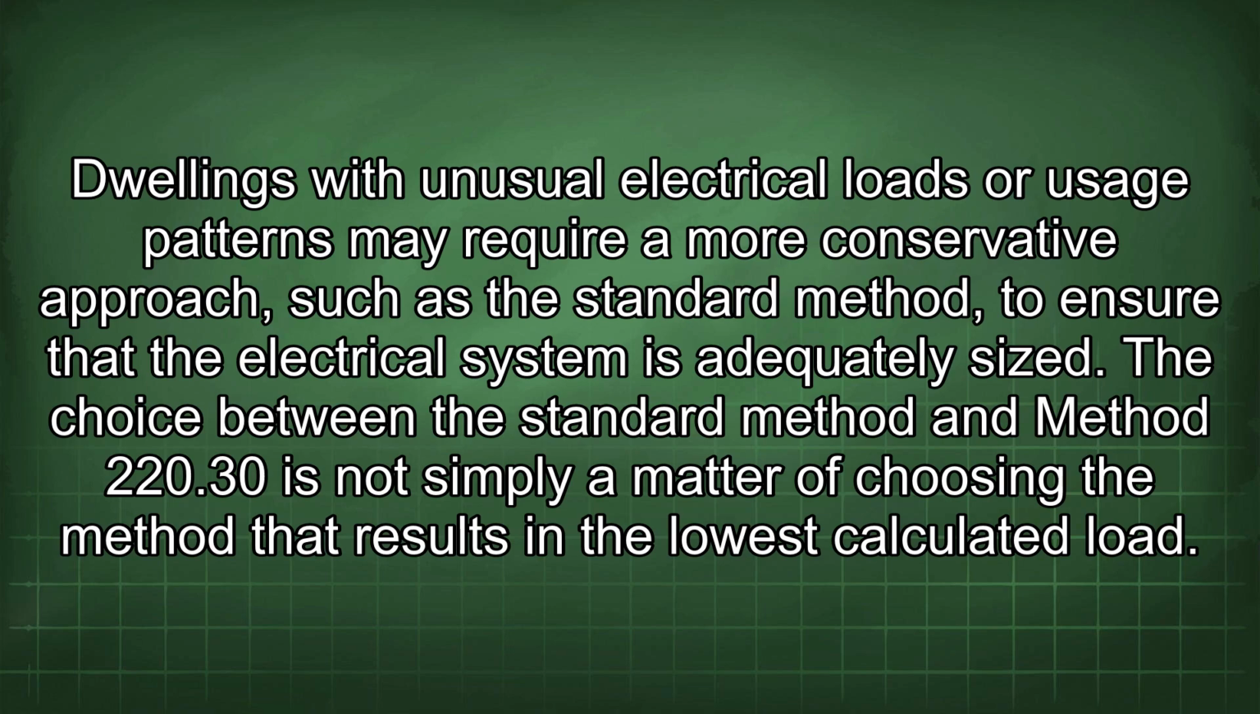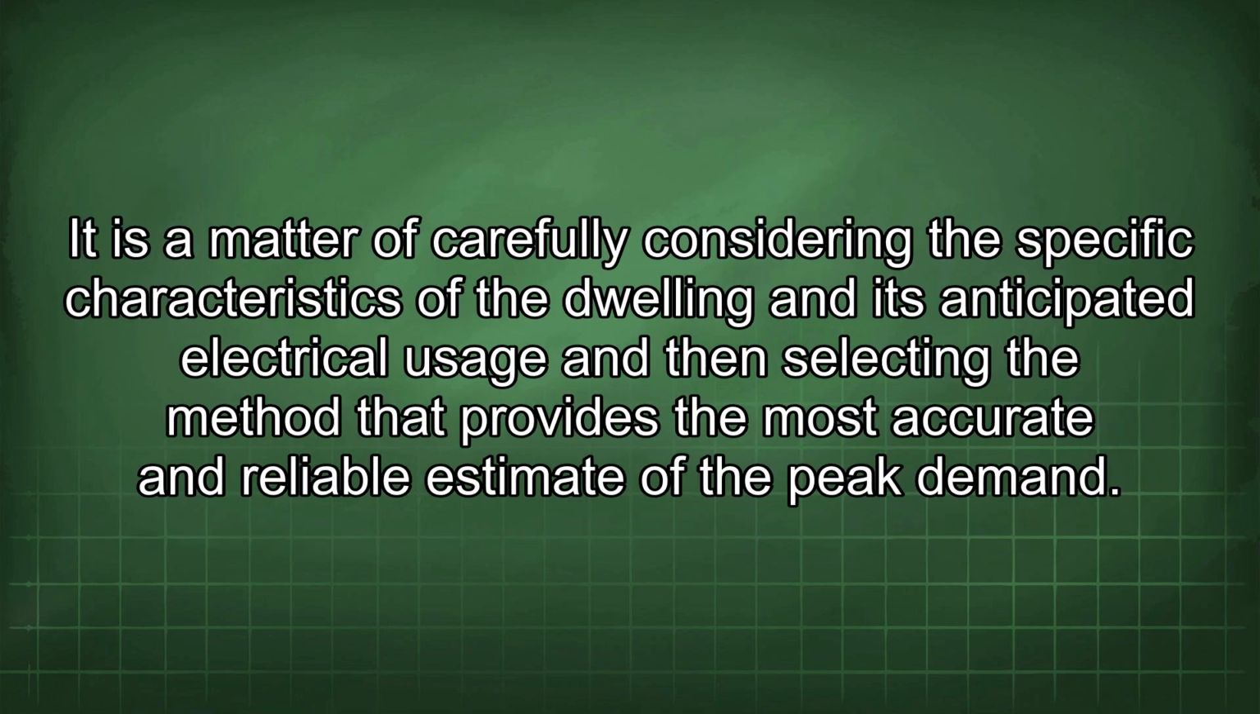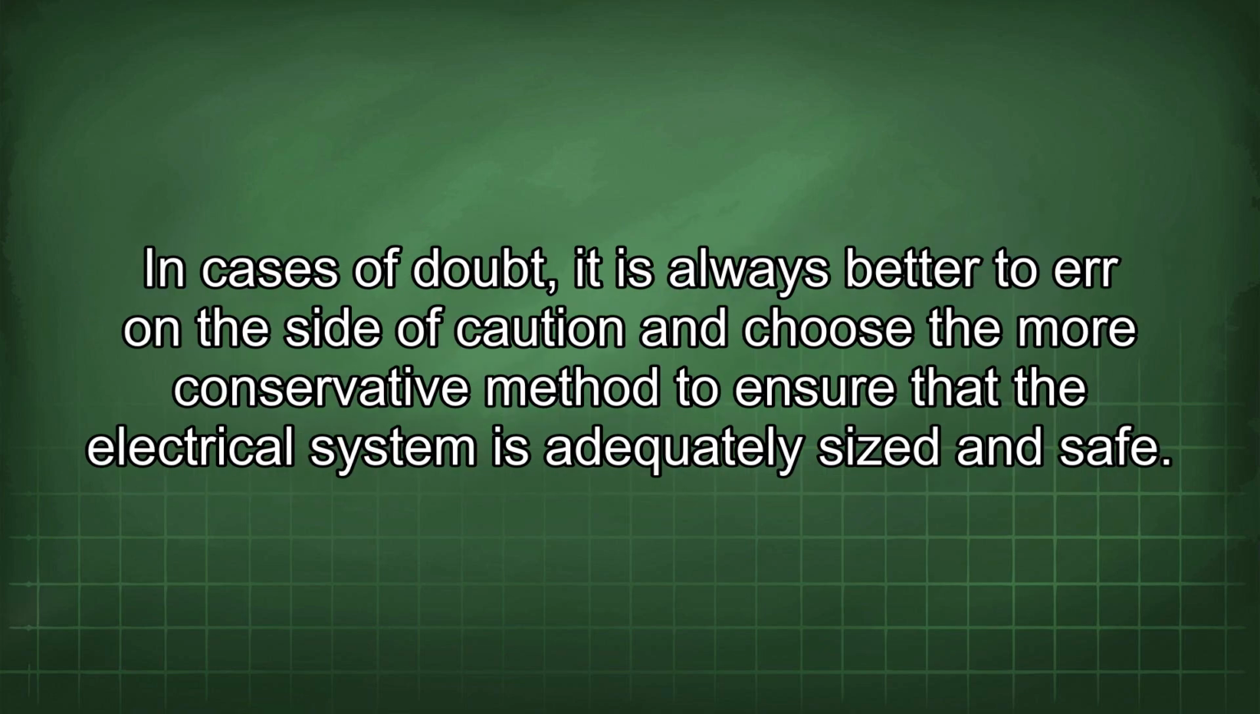The choice between the standard method and method 220.30 is not simply a matter of choosing the method that results in the lowest calculated load. It is a matter of carefully considering the specific characteristics of the dwelling and its anticipated electrical usage, and then selecting the method that provides the most accurate and reliable estimate of the peak demand. In cases of doubt, it is always better to err on the side of caution and choose the more conservative method to ensure that the electrical system is adequately sized and safe.